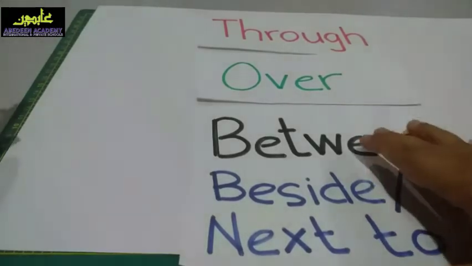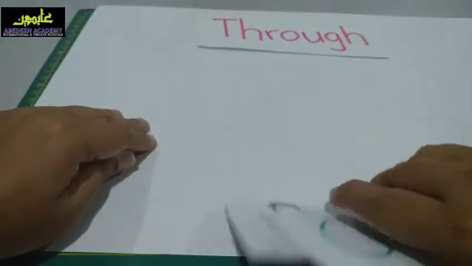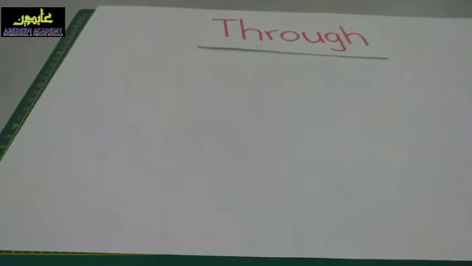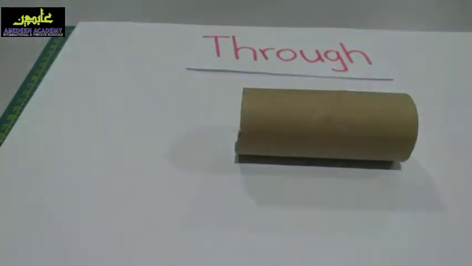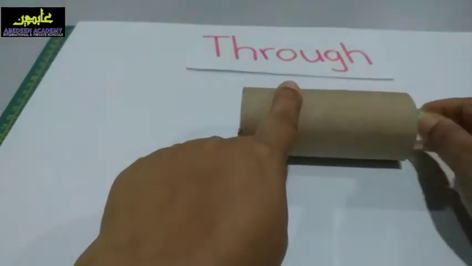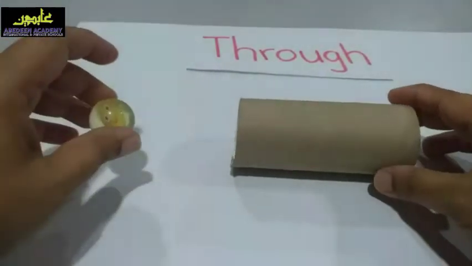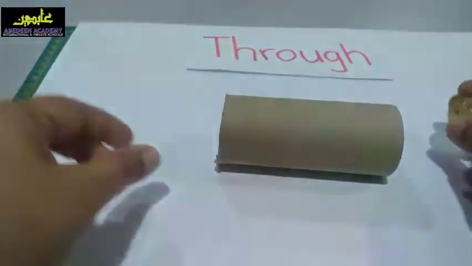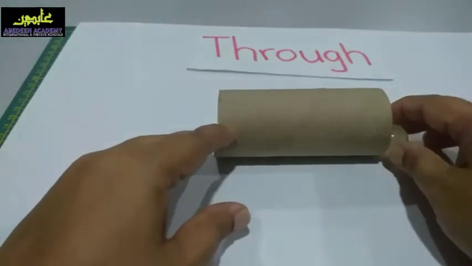Okay. The first preposition that we are going to learn today is through. Okay. Through is used when something goes from one side of an opening to the other side. For example, you can see a tube here. Okay. This is a tube. So this is a ball. So now the ball is going from one opening and then coming out from the other opening. So we can say the ball went through the tube. Okay, when something goes from one side of an opening to the other side, we can say through.